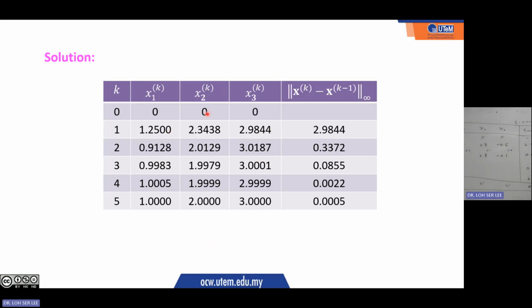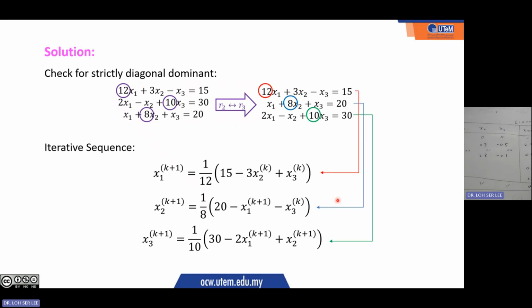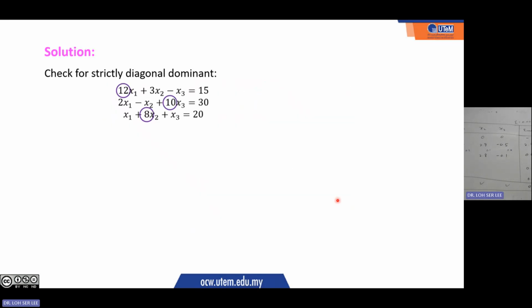Then find the difference between these two, these two, these two. The largest one, you put it under error. Remember, error will be all positive values. Then next, find this. To get this, you need these two. Then again, this one minus this, take the magnitude. Which one is the largest? You put it here. So you repeat the process until the error is below epsilon, which is 0.001.